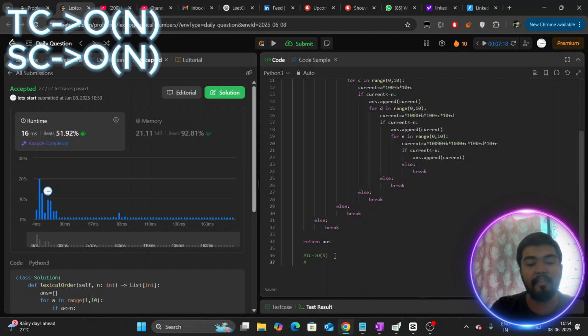And from a space perspective, do you guys see we are using any extra space? No, we are not. It is indeed a space complexity of big O of 1 for sure.